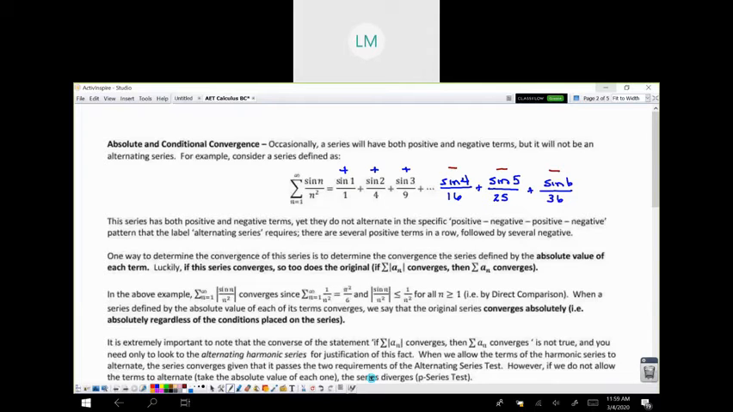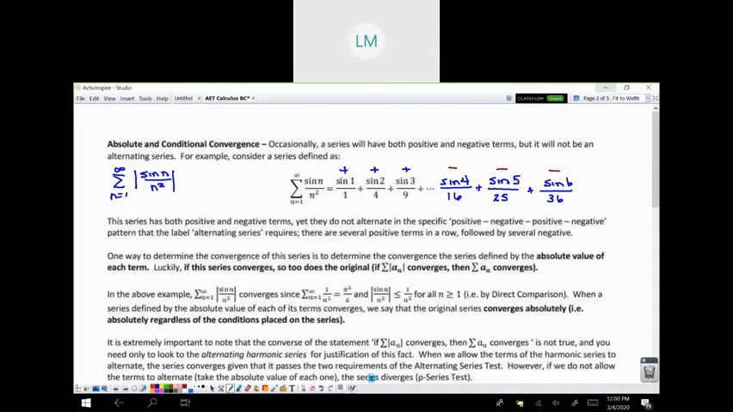So this series has both positive and negative terms, but they don't alternate. The alternating series requires that the terms alternate from positive to negative or from negative to positive. However, we can still determine whether or not this series will converge if we look at the absolute value of each term. So in other words, we're going to look at the sum from n equals 1 to infinity of the absolute value of sine n over n squared.